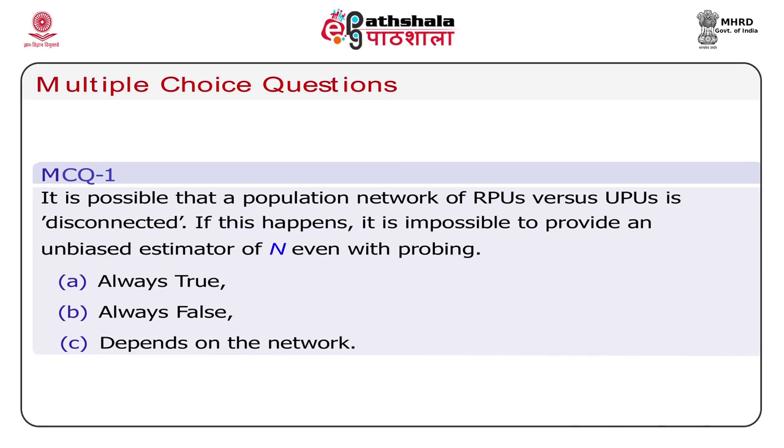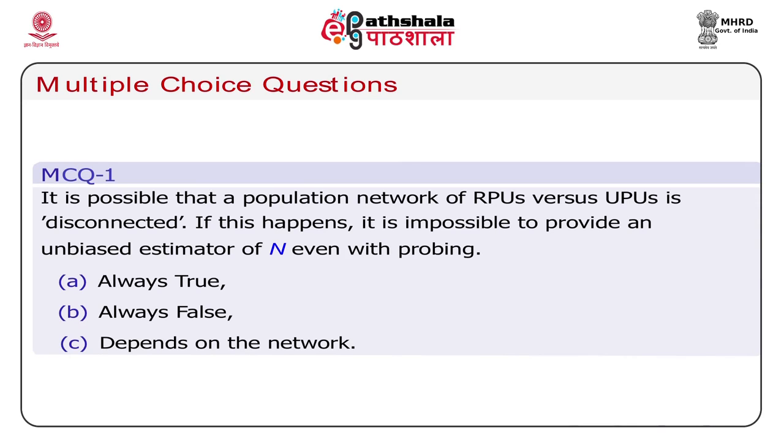So, these are the RPUs hooked to these ultimate units. These are the RPUs hooked to a separate set of ultimate units and so on. Disjoint. Disconnected means they are basically disjoint. But you are doing a sample selection of RPUs and then you are going for the probing, everything is as usual. Is it possible to provide an unbiased estimate of capital N in such a context of disconnected network? That is the question. What is the next one?